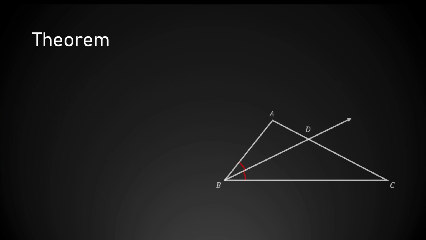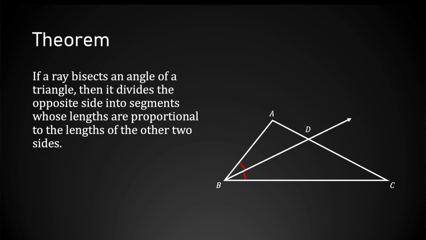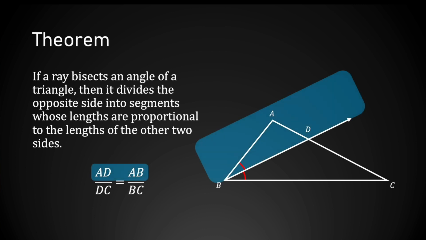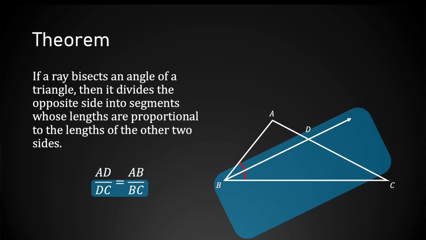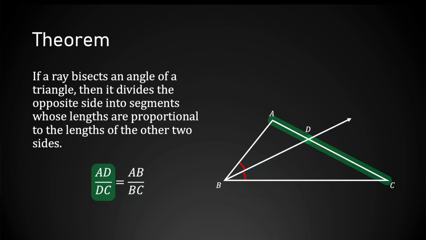Our final theorem says that if a ray bisects an angle of a triangle, then it divides the opposite side into segments whose lengths are proportional to the lengths of the other two sides. In this diagram, that means AD over DC equals AB over BC. AD and AB are on the same side of the ray, and DC and BC are on the other side of the ray. AD over DC is the ratio of the two segments cut by the ray, and AB over BC is the ratio of the two sides not cut by the ray.